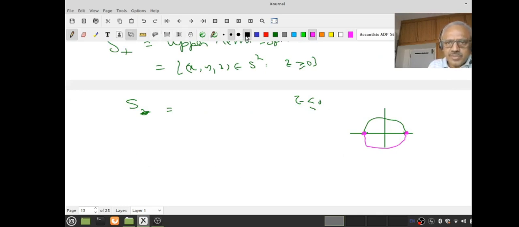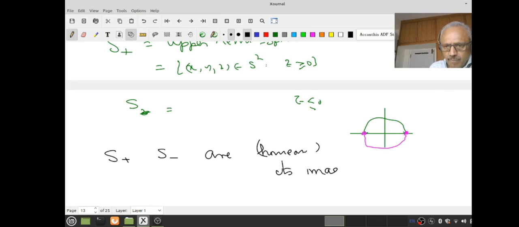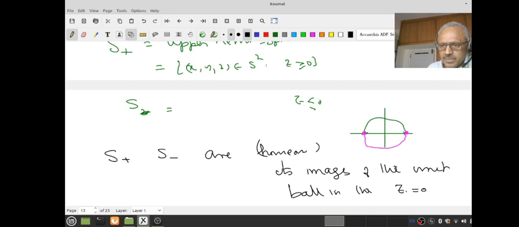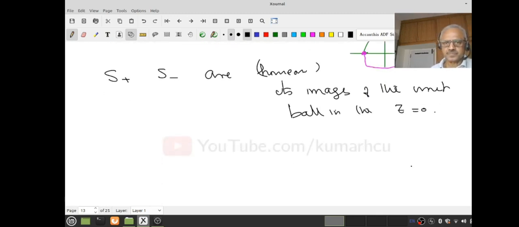Now this observation is for S plus and similarly S minus. They are actually homeomorphic, but it's enough if I show they are continuous images of the unit ball in the plane z equal to 0. Right? What does that mean?